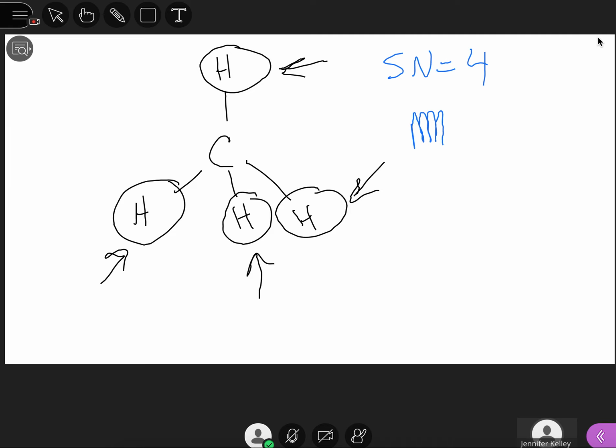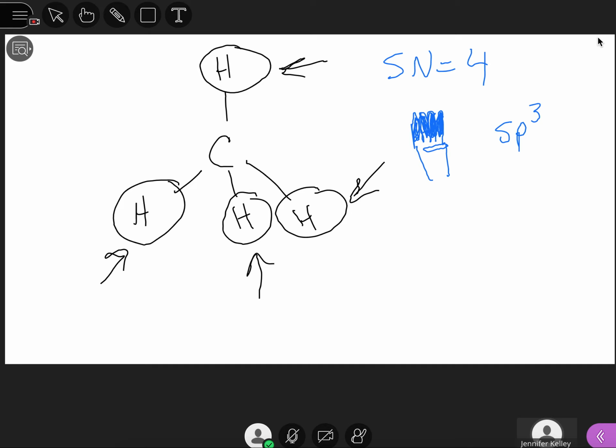I'm trying to do hybrid and unhybrid. I'm going to hold up 4 fingers, right? And I'm going to say S, and then I'm going to bring this one down. Then I'm going to say P1, P2, P3. So the answer would be SP3.